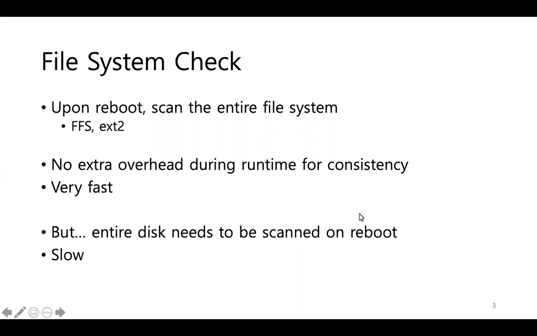during runtime, it's very fast because we don't have any overhead for consistency. But the problem is that when the system crashes and we need to scan the entire disk, even with extremely fast disks, this can be quite slow.